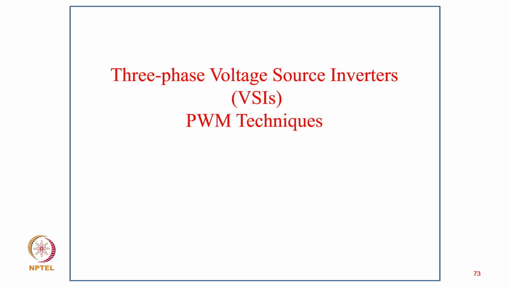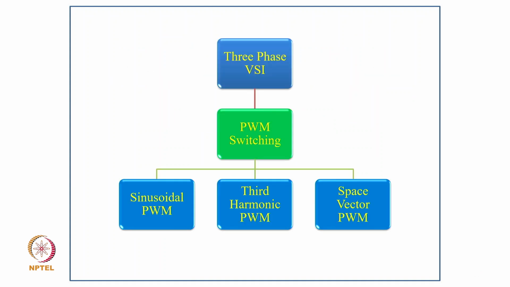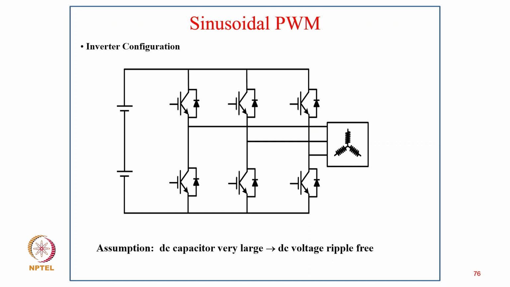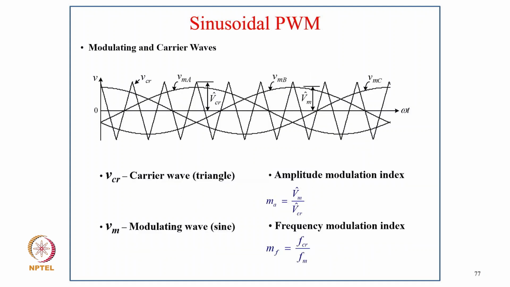So coming to three-phase voltage source inverters, the pulse width modulation techniques. Three-phase VSI in PWM switching: sinusoidal PWM, third harmonic PWM, and space vector pulse width modulation. Coming to sinusoidal pulse width modulation, this is the three-phase inverter, and the assumption is that the DC capacitor is very large, so the DC link voltage is ripple free, and these are the modulating and carrier waves.